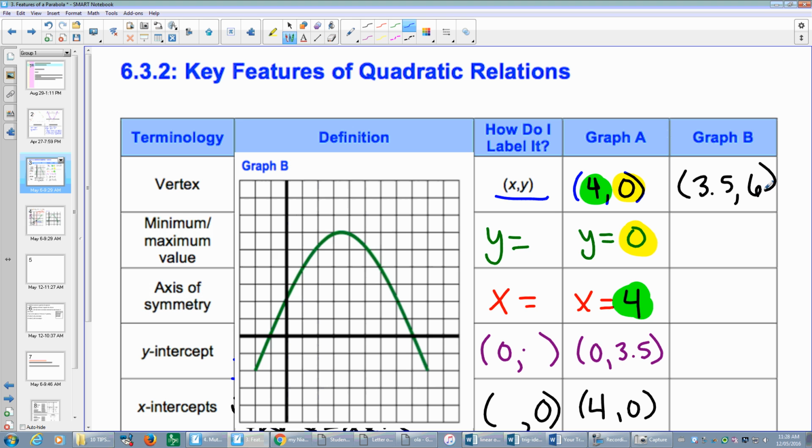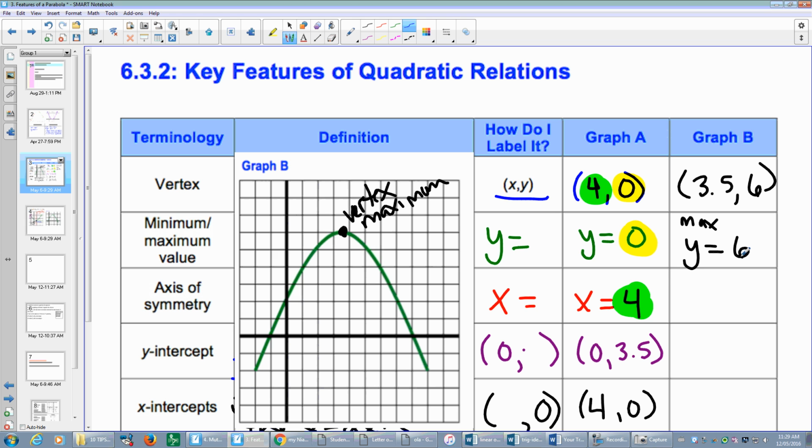3.5 and 6. So again, I'm going to label that up here. Here is my vertex. I would like you to do the same thing. Now, do I have a maximum or a minimum here, Caleb? Very good. So I have a maximum. So I'm going to write maximum here. And what is the maximum value? How do I write that, Caleb? Y equals what? Excellent.